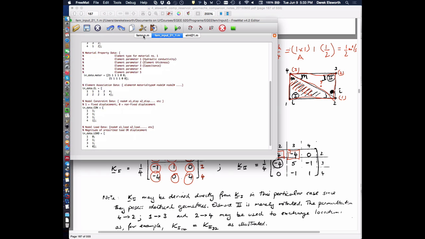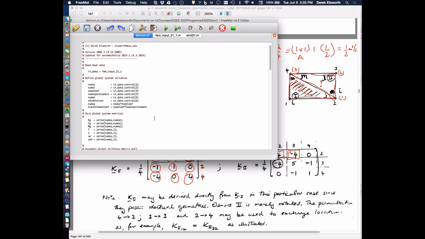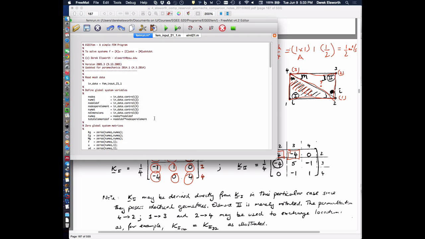And so let me see if I can set it up. I just have to do a couple of things. I think I need to change this to 1. Whoops. I think that's all I need to do. Let's see if it runs.